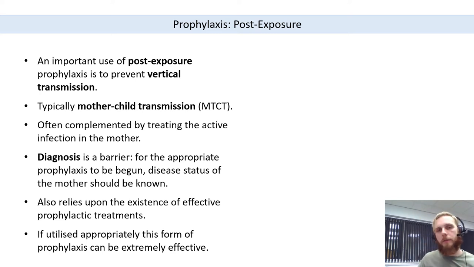So within those 72 hours, the highest rate of success, so the highest prevention of HIV establishment, is within the first 24 hours. And I think even within the 12 hours, it's even higher than that. So the later it's left, the less likely the PEP is to be successful, because again, the more likely it is that infection has already become established.